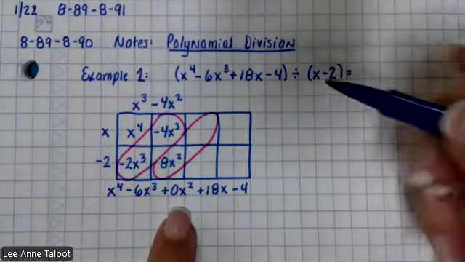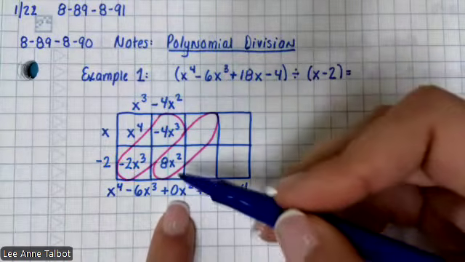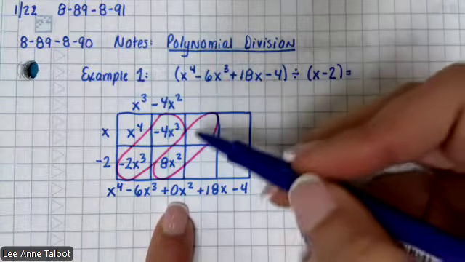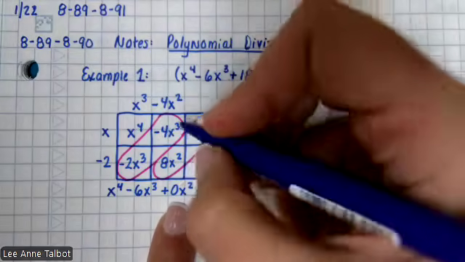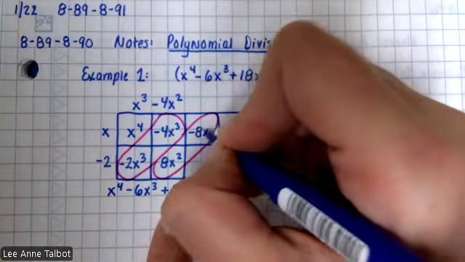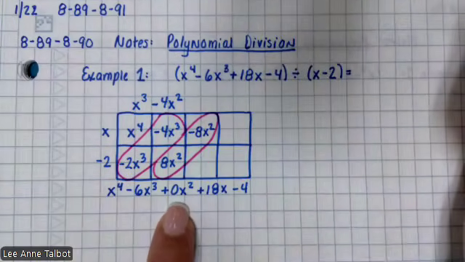Okay, now this is the reason I like to put the 0 placeholder in. It helps me figure out what should be here. I have 8x squared. I need 0x squared, so this needs to be negative 8x squared.